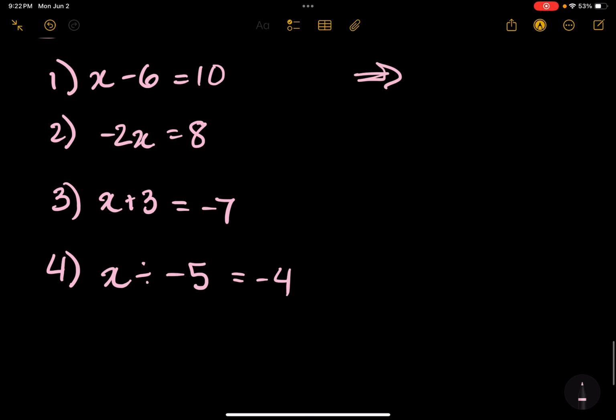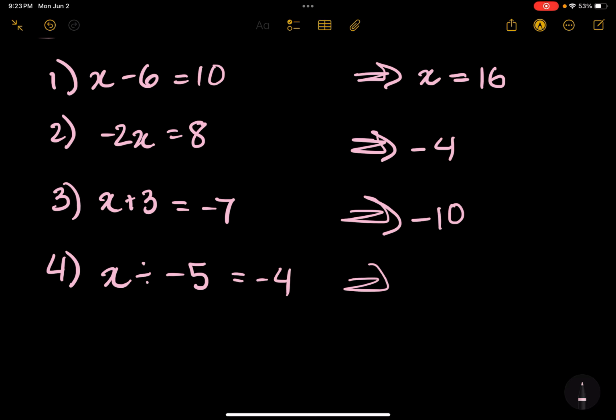So for the first one, we have x is equal to 16. The second one, we have x is equal to negative 4. For the third one, we have x is equal to negative 10. And for the fourth one, we have x is equal to a positive 20.